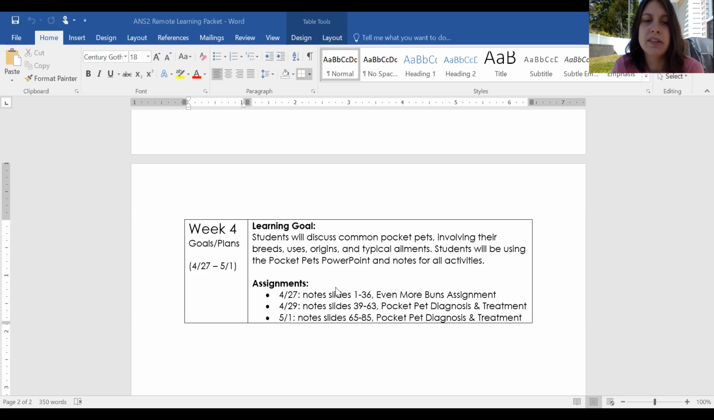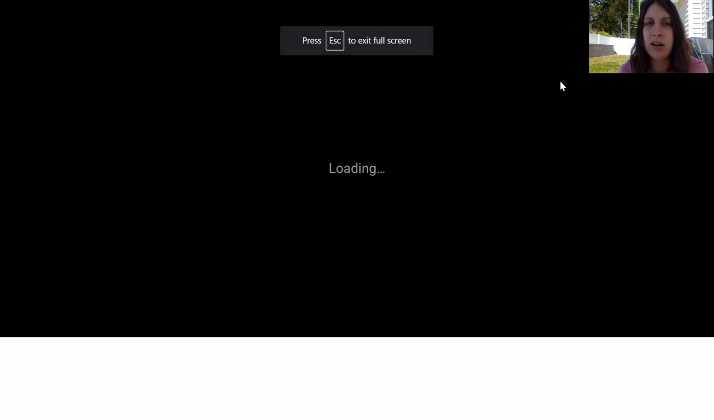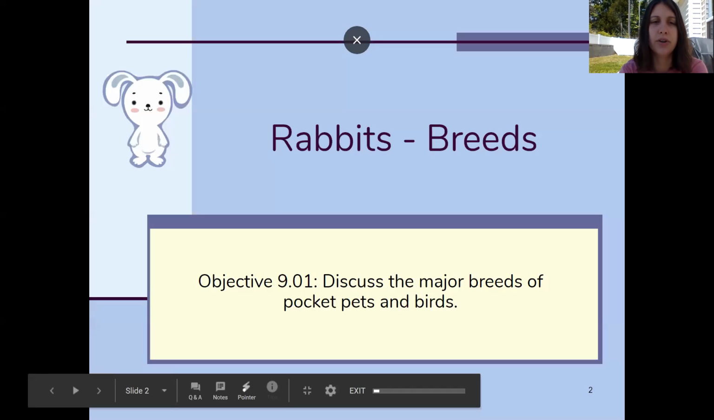But today's lesson is going to focus on rabbits, and we're going to go over breeds. We're going to go over uses for rabbits, and we're going to go over some common diseases that rabbits can get. And we're just going to knock it all out in one day. So moving to the new PowerPoint and notes, if you're using the notes, that's fine. If you're not, cool. The PowerPoint notes should be uploaded on Edmodo now.